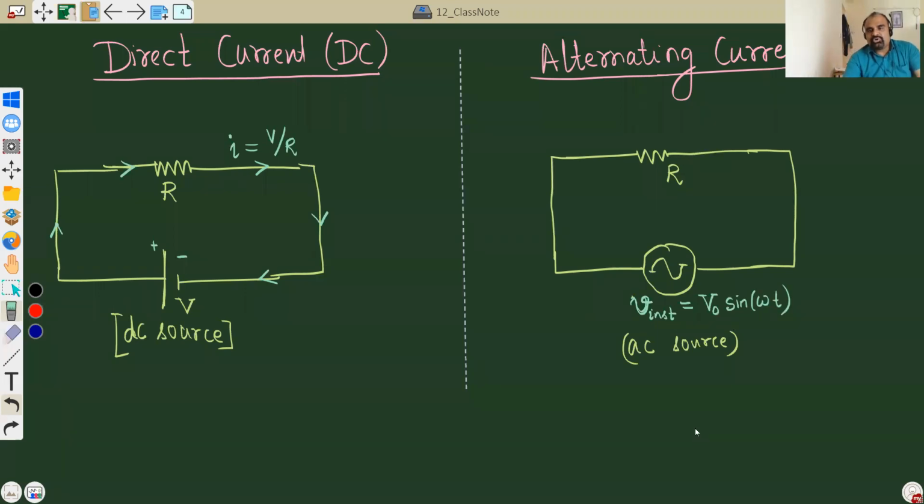That means it's a sinusoidal voltage. You know, for a sine function, it is sometimes positive, sometimes negative. Sine is an alternating function or not? Sine is a periodic function or not? Of course it is. So this voltage is sinusoidal voltage.